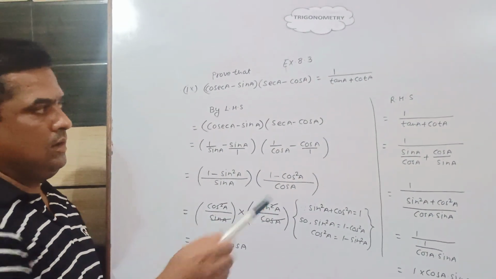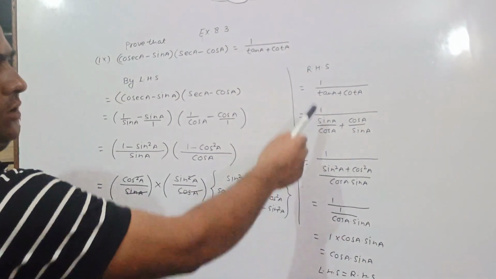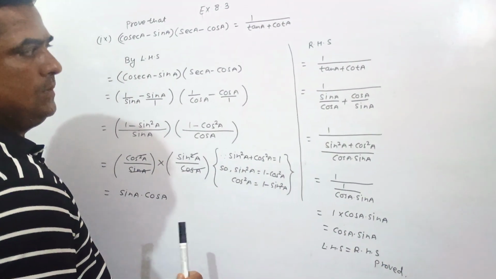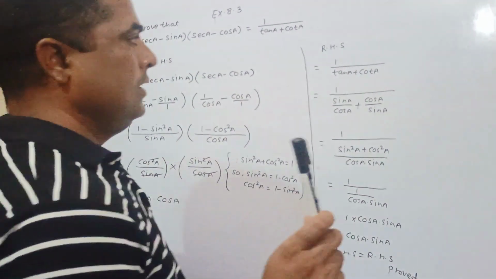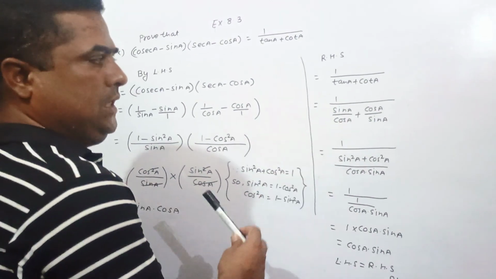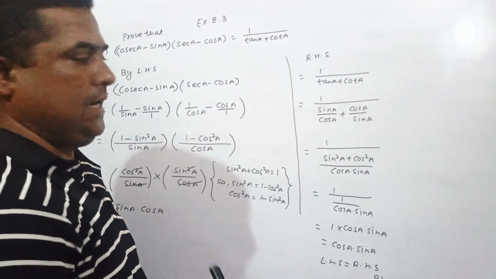Now we will solve our right hand side also. So we have written here right hand side. So what's your right hand side? 1 upon tan a plus cot a. We are converting this tan and cot in the terms of sin and cos. The value of this tan a, this is sin a upon cos a. The value of this cot a, this is cos a upon sin a.